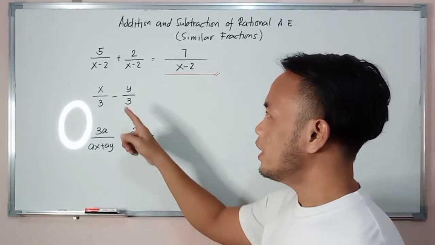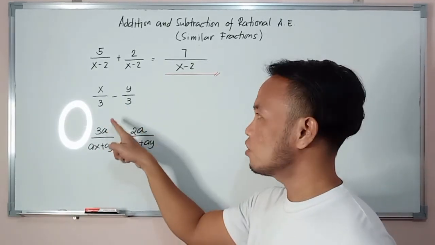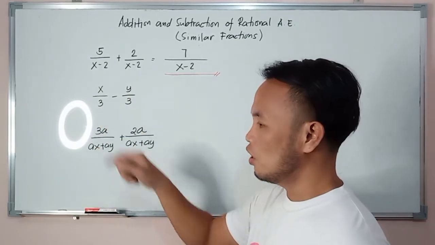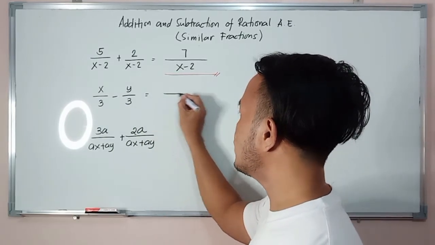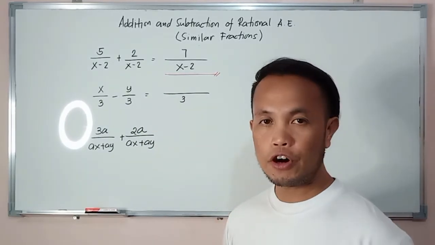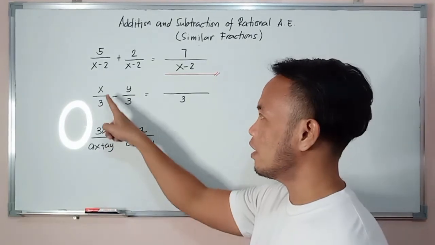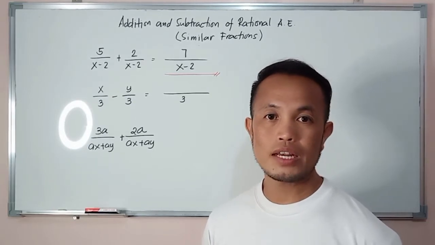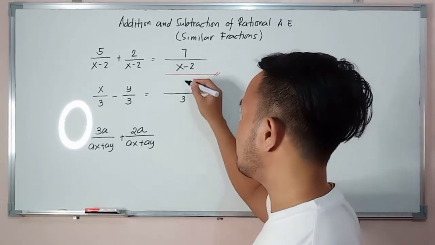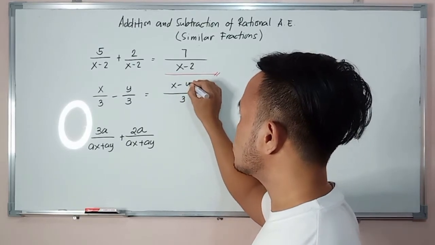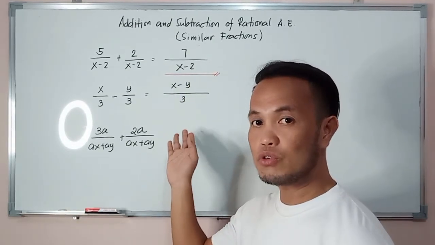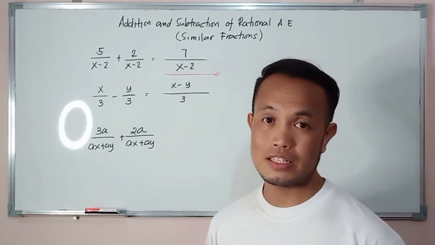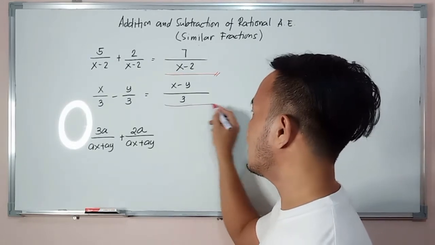Another, we are given x over 3 minus y over 3. Again, we have the common denominator, which is 3. So we simply copy the common denominator, which is 3, and we perform the operation in the numerator. So we have x minus y. Since they are variables, we cannot subtract them, so we just simply copy the numerator x minus y. Then we check if we can still simplify this. x minus y over 3 is already in its simplest form, so this is now our final answer.